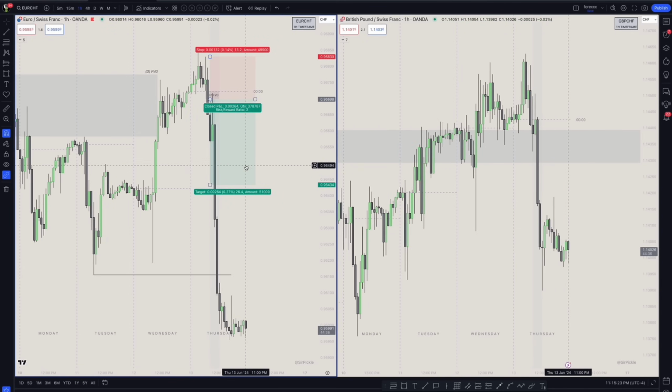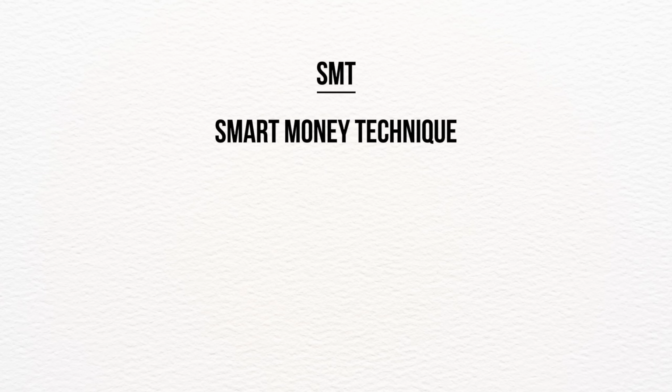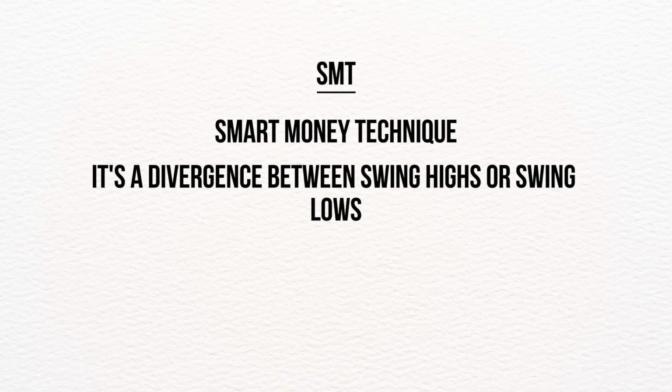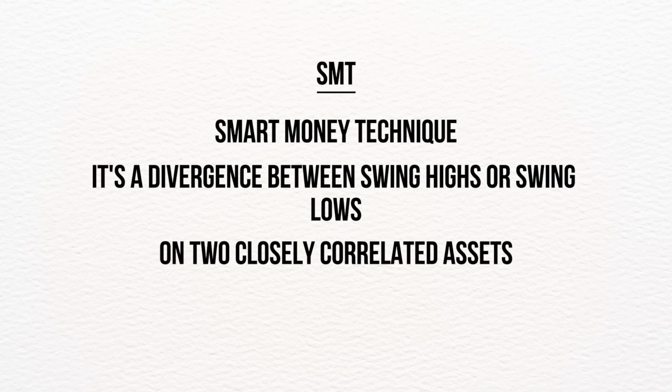So now let's go over SMT, also known as smart money technique. Simply put, it's a divergence between swing highs or swing lows on two closely correlated assets.